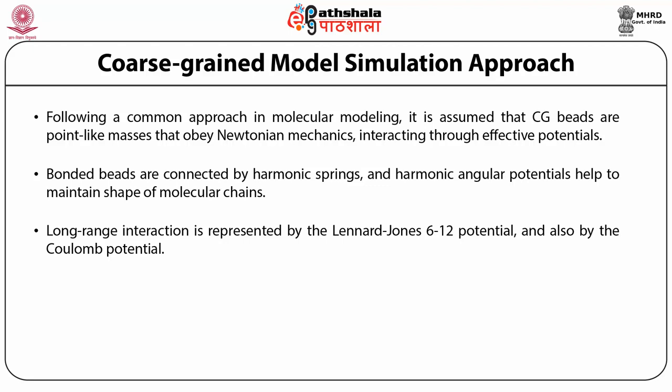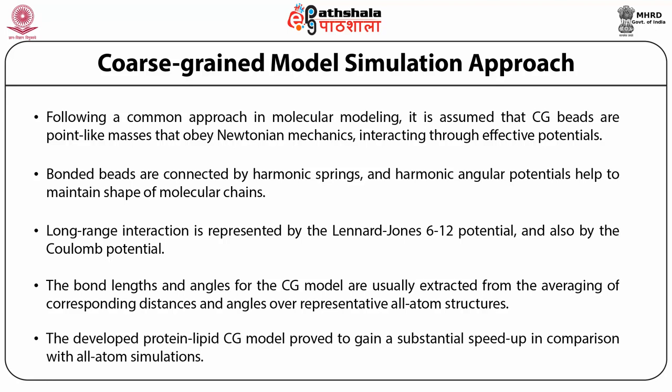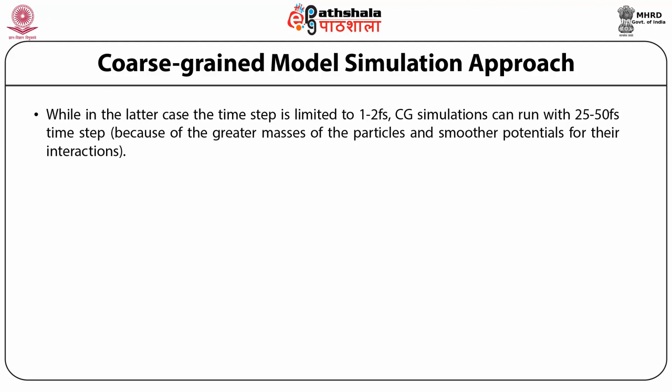The bond length and angle of the CG model are usually extracted by averaging the corresponding distances and angles over representative all-atom structures. The developed protein-lipid CG model proved to gain a substantial speedup in comparison with all-atom simulations. While in the latter case the time step is limited to 1 to 2 femtoseconds, the CG simulation can run with a 25 to 50 femtosecond time step because of the greater mass of the particles and a smoother potential for their interaction. Possible speedup depends on the computer power you have.